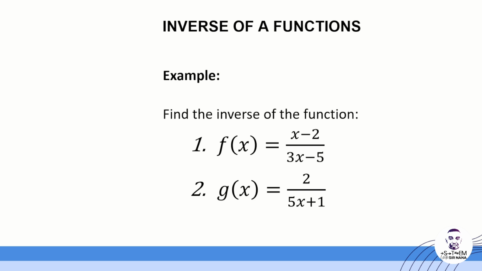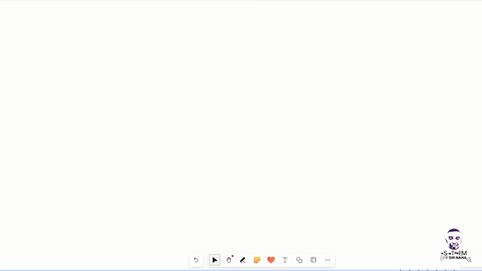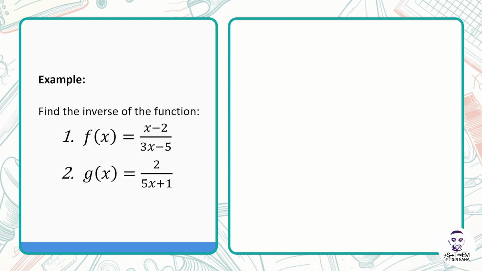So now how do we find the inverse of these functions? Let's look at how we can find the inverse of these functions. The first function is f of x equals x minus 2 all over 3x minus 5, and then g of x is equal to 2 all over 5x plus 1. So let's look at how we can find the inverse of these functions.